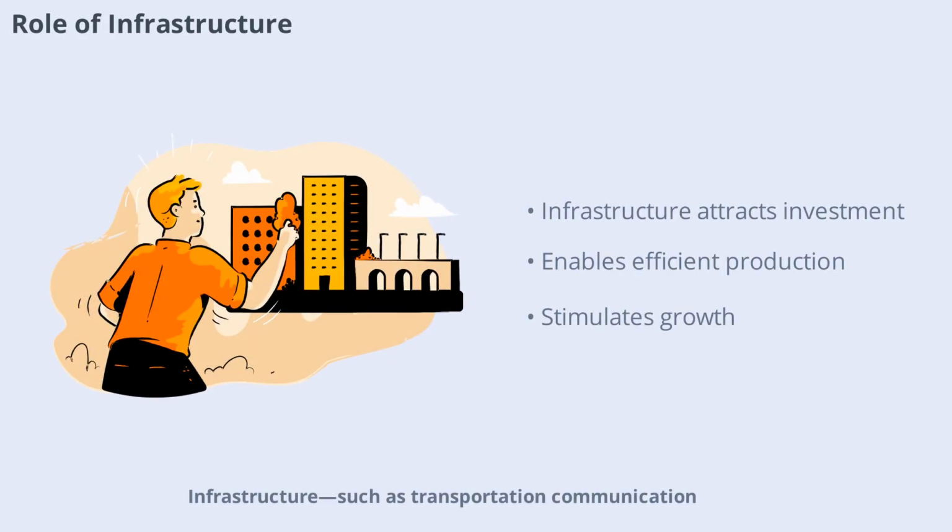Infrastructure such as transportation, communication, and energy systems supports the demand for labor and capital. Well-developed infrastructure attracts investment and enables efficient production, while poor infrastructure can limit growth. Governments often invest in infrastructure to stimulate economic activity.